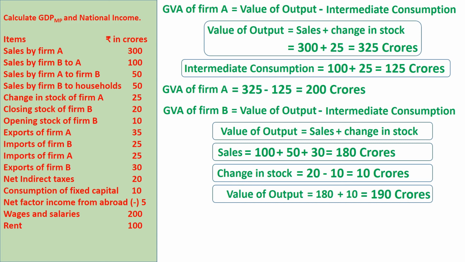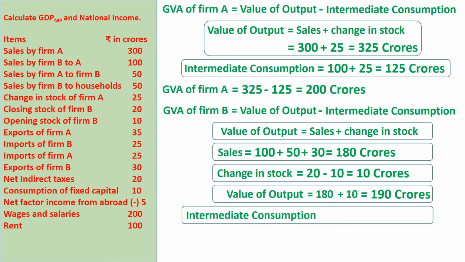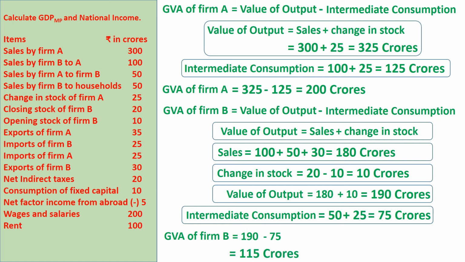Sales to firm B by different sectors is part of intermediate consumption of firm B. Intermediate consumption of firm B is equal to sales by firm A to firm B, that is 50 crores, plus imports of firm B, that is 25 crores, equal to 75 crores. Now GVA of firm B is equal to value of output of firm B, that is 190 crores, minus intermediate consumption of firm B, that is 75 crores, equal to 115 crores.